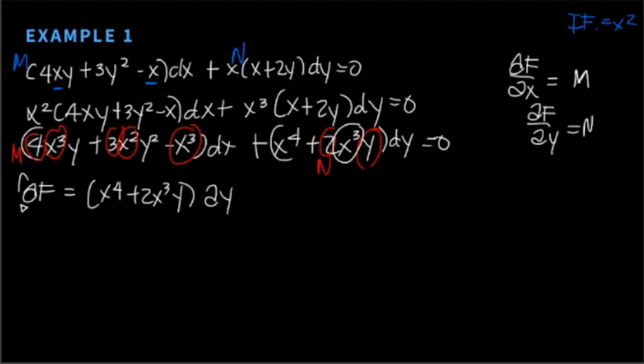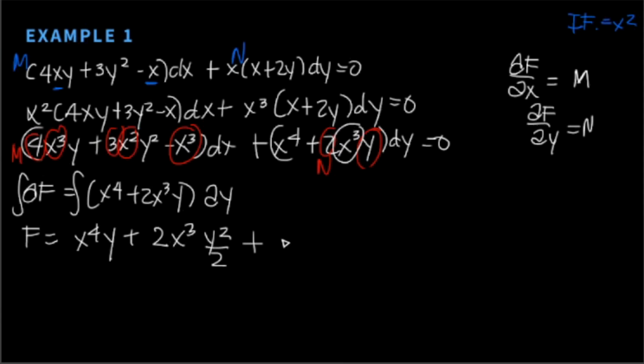So, ngayon, integrate na natin both sides. That will be f is equal to x raised to 4. Since x variable siya, that will be considered as a constant. So, x^4 y plus, labas natin yung 2. x cubed is again a constant here. Then, ito na lang integrate natin yung y natin. So, that will be y squared over 2 plus g of x. So, cancel dito yung 2 natin. So, erase na lang natin siya. Yan yung f natin.